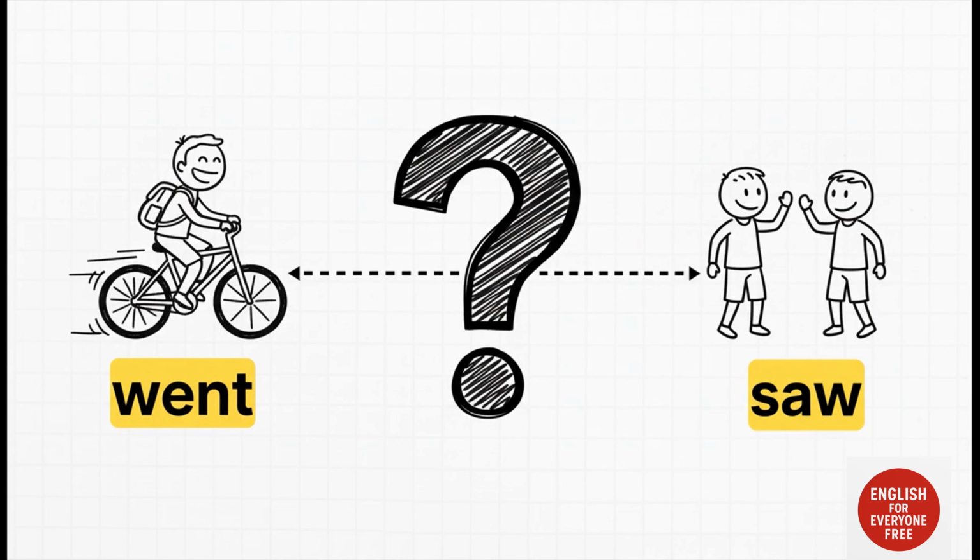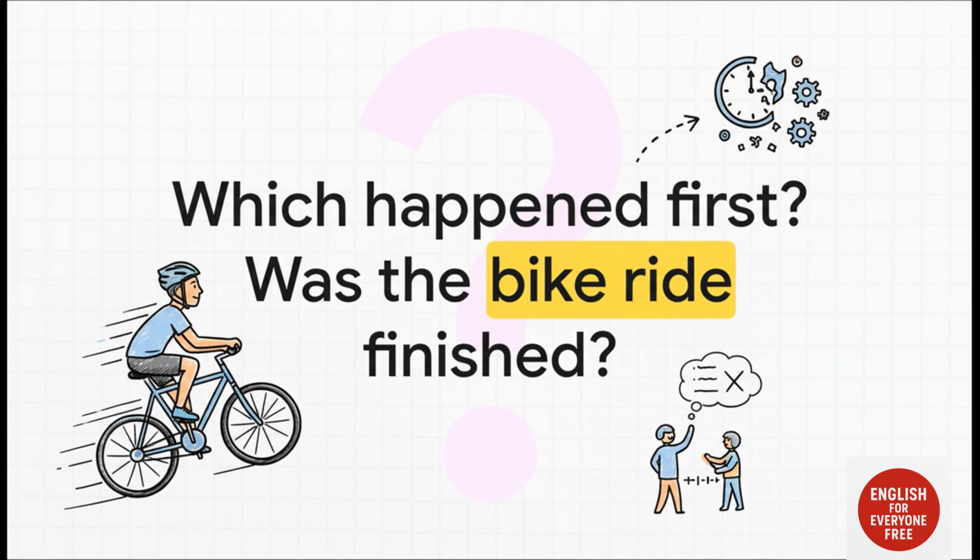Okay, so check this out. I went for a bike ride. I saw my friend Paul. Simple enough, right? Both things happened in the past. But the story feels a little incomplete. It kind of leaves you hanging with a few questions, doesn't it? Exactly. We're left wondering, which thing happened first? Did I finish my whole bike ride and then see Paul? Or did I spot him while I was still pedaling? The timing is totally unclear. And that's not just a grammar thing, it's a storytelling problem.